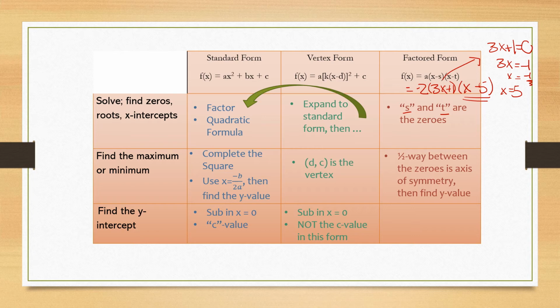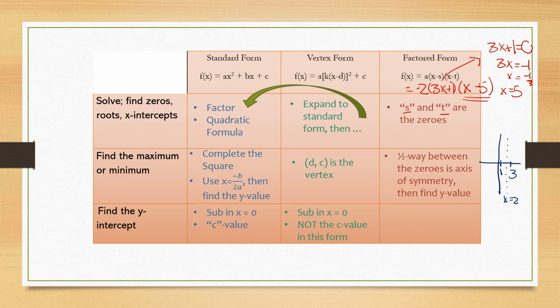So let's say here's our graph. We have an x-intercept here at 3. We have another x-intercept here at 1. Well, then the axis of symmetry is going to be right here at 2. When x equals 2 will be the axis of symmetry. That means the vertex is going to be somewhere on this dotted line.